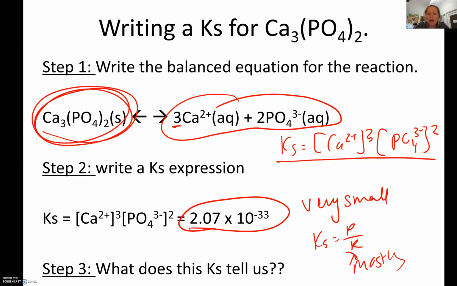That if you have a small Ks, just like a Kc, it tells us the ratio of products to reactants. And so if we have a small Ks, that tells us that we mostly have reactants present. And if we mostly have reactants present, we mostly have the solid present. And if we mostly have the solid present and have very few ion products, that means the substance is not very soluble. So a small Ks means that that ionic substance is not very soluble, and a large Ks means that that ionic substance is very soluble.